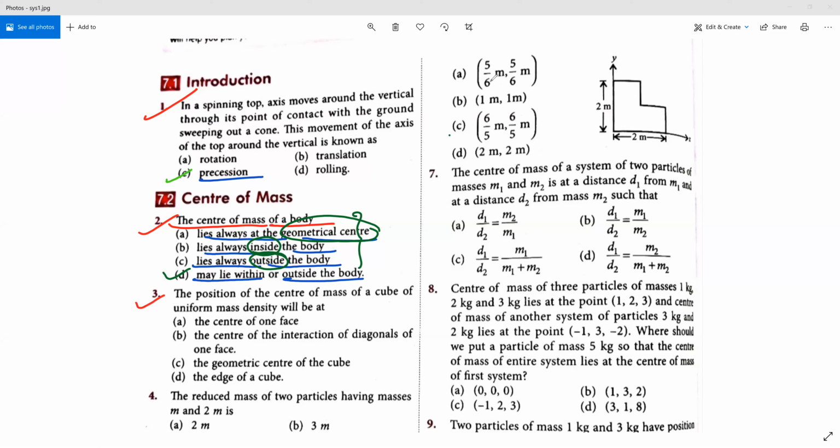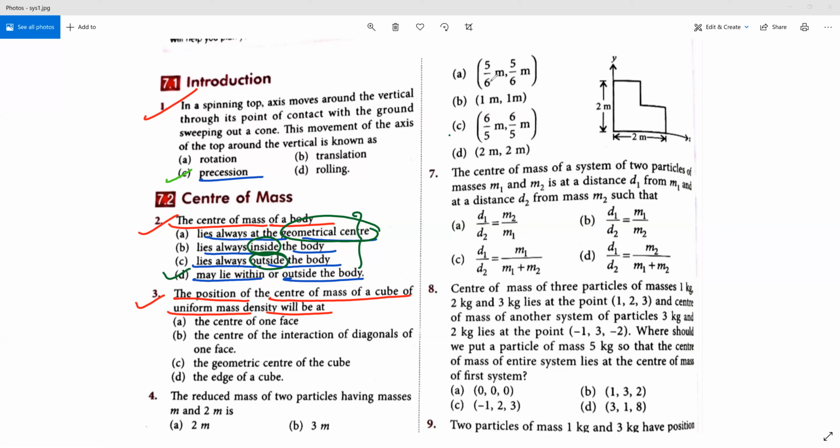Third question. What they ask: the position of the center of mass of a cube of uniform mass density will be at, four options they have given. First one, the center of one face. Second one, the center of the intersection of diagonals of one face. Third one, the geometric center of the cube. And fourth one, the edge of a cube.